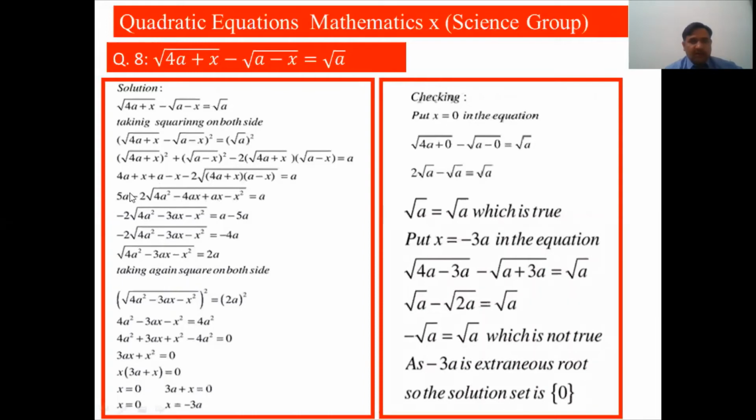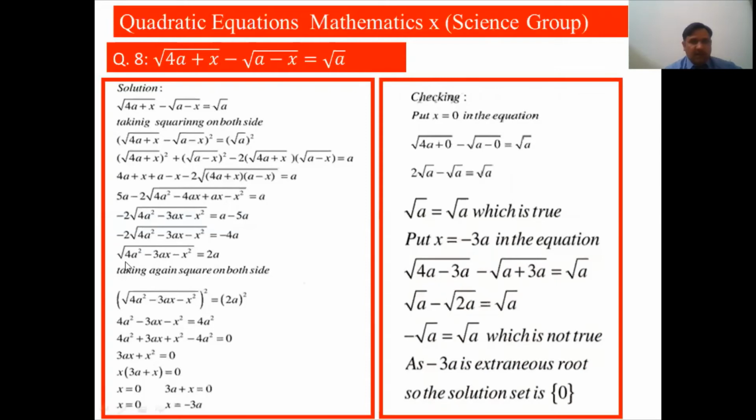So here we have to shift, here this plus x cancels out with this minus x. So we are left with 4a plus a, 5a. So we have to shift this 5a to the right hand side of the equation, and this expression after simplification can be written as this. So here we can divide both sides by minus 2. So after division we have this expression.